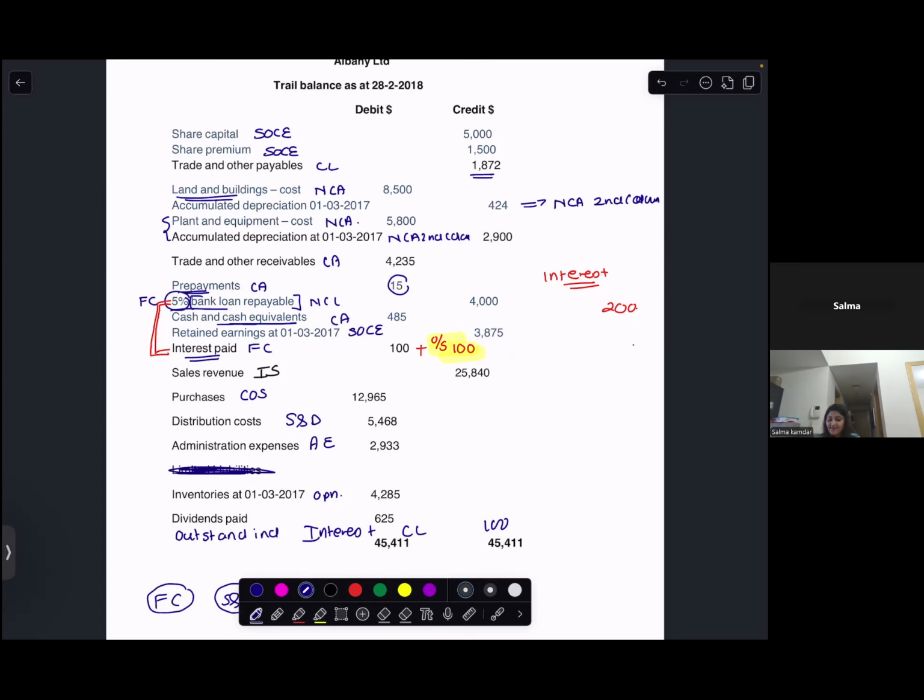Okay, fine. Dividend paid. Now, if it is the dividend that is related to preference shares, it would go in the finance costs. If it is not related to the preference shares, it would go in SOCE. So I immediately go and check. What will I check? Whether this dividend is preference or ordinary share capital.